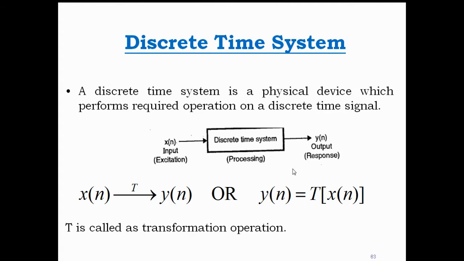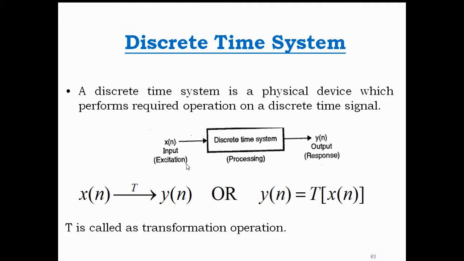This will be given to a discrete time system, and on the discrete time system we apply different processes in order to get the type of output we want. So after applying the processing, we will get some output as y of n, and that y of n will be considered as an output, and in technical terms, that will be considered as a response, right?